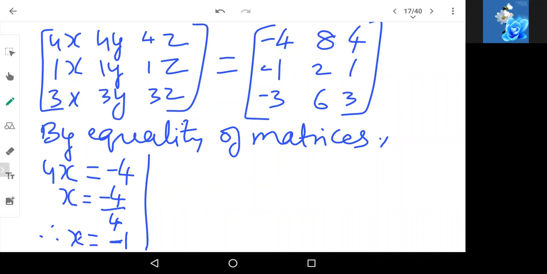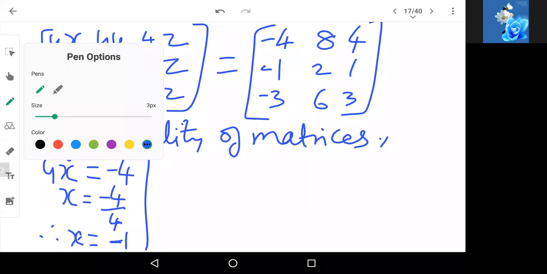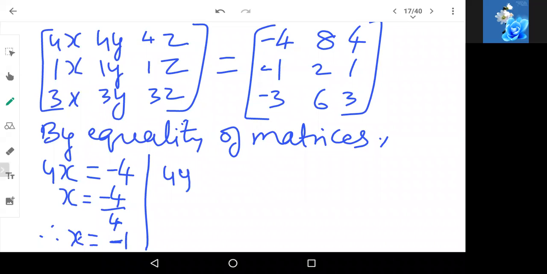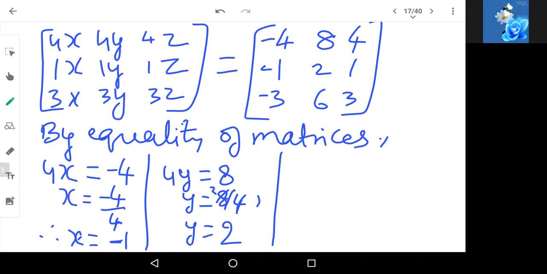Okay. Now similarly, let us find y. Good, Imran. So y is equal to 2, and similarly find the value of z also. Yeah, correct, Bindushri. Very good. So next, 4y is equal to 8. So y is equal to 8 by 4. Therefore, y is equal to 2. And then 4z is equal to 4, z is equal to 4 by 4. Therefore, z is equal to 1.